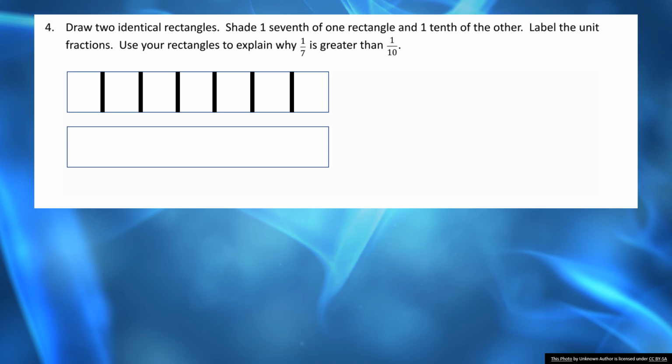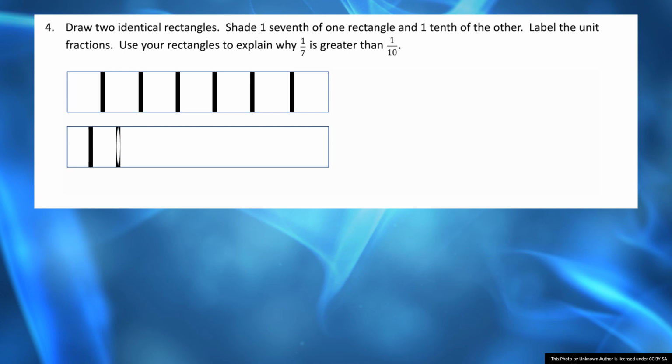So let's do that, which means I need 9 lines. I need 9 lines if I'm going to divide into 10ths, because depending on the fraction, the number of lines that you need, especially if you're using a rectangle, you need 1 less line than your actual fraction. So I need 9 lines.